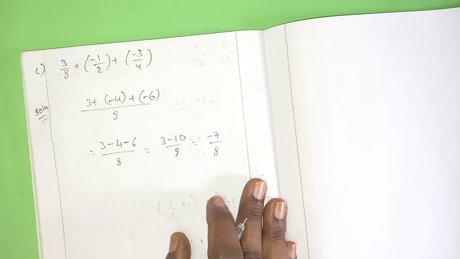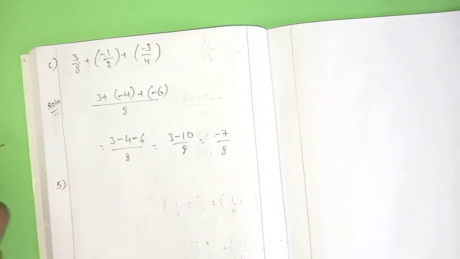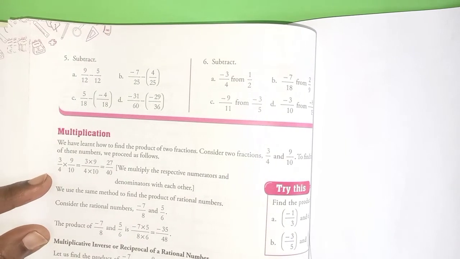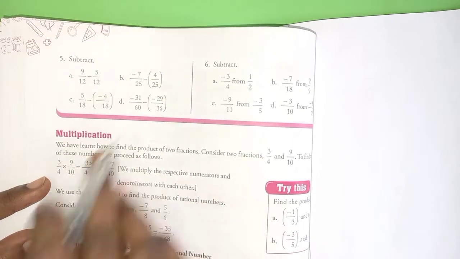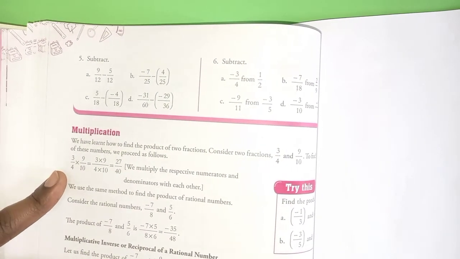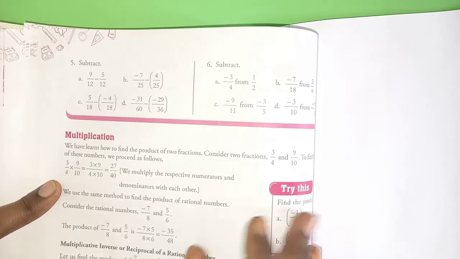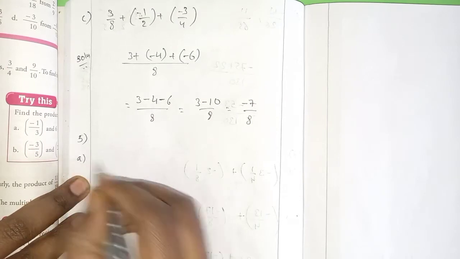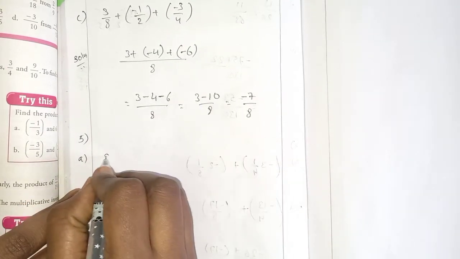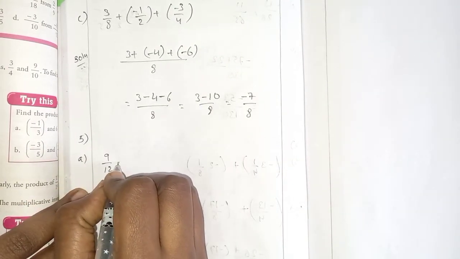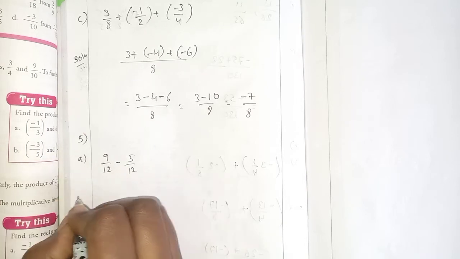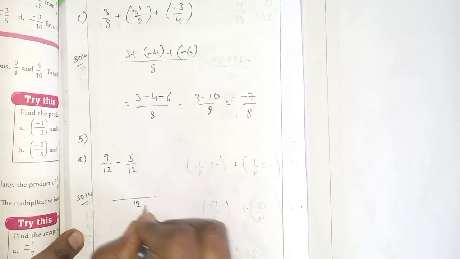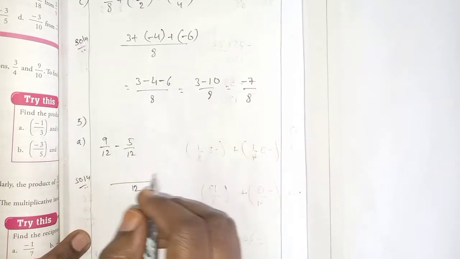Now, let us move to the fifth one. The fifth one is regarding subtractions. Here they give simple subtractions. Both the denominators are the same. Copy the question: 9 by 12 minus 5 by 12. For both addition and subtraction, the process is the same.